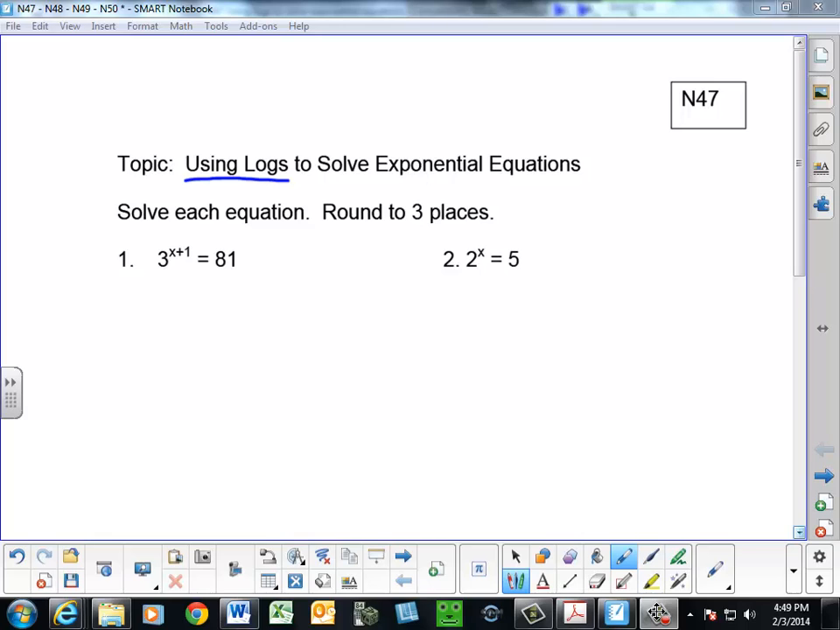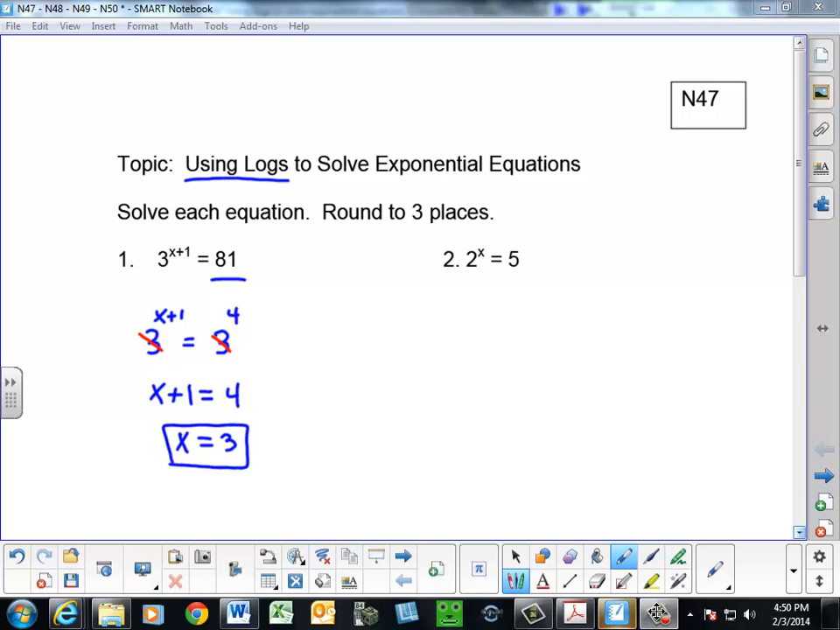These are the notes for N47, using logs to solve exponential equations. Let's start with 81, change it to a base of 3, so 3 to the 4th power is 81. Now that the bases are the same, we can mark them off and solve for x. And you can see that x is equal to 3.